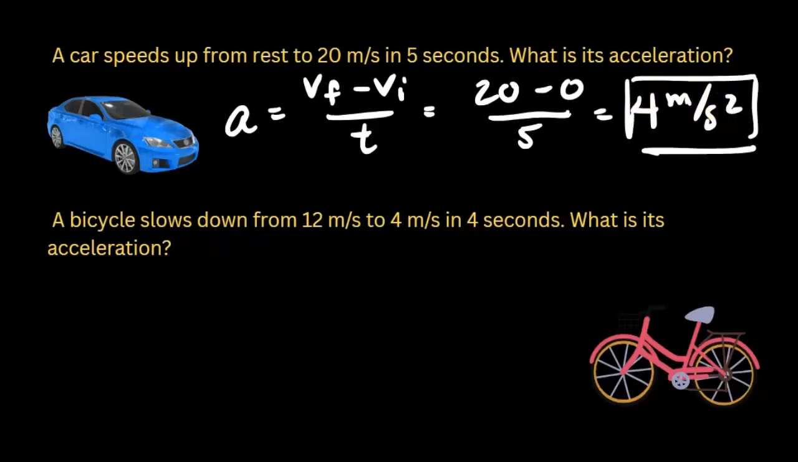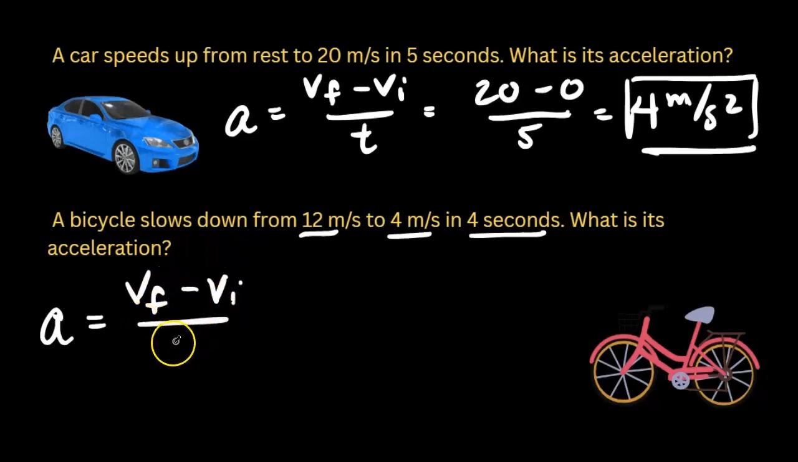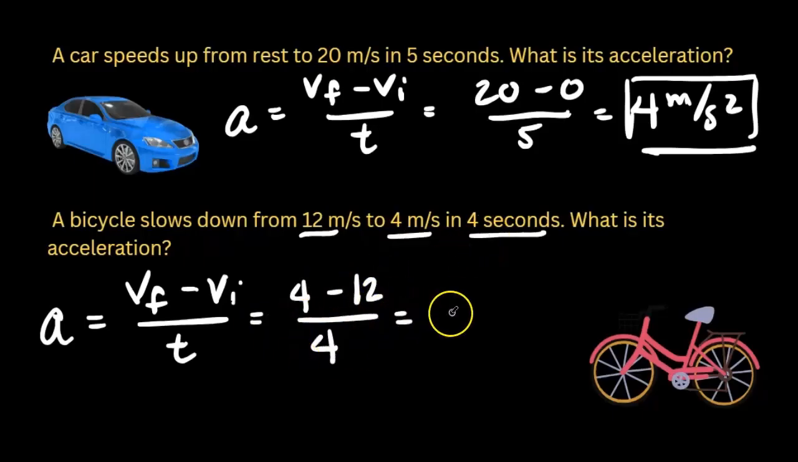Next question. A bicycle slows down from 12 meters per second to 4 meters per second in 4 seconds. What is its acceleration? So once again, our equation is a = (v final - v initial) / t. V final is 4 meters per second minus v initial is 12 meters per second divided by a time of 4 seconds. So on the numerator, 4 minus 12, we get negative 8 divided by 4, and we get negative 2 meters per second squared.